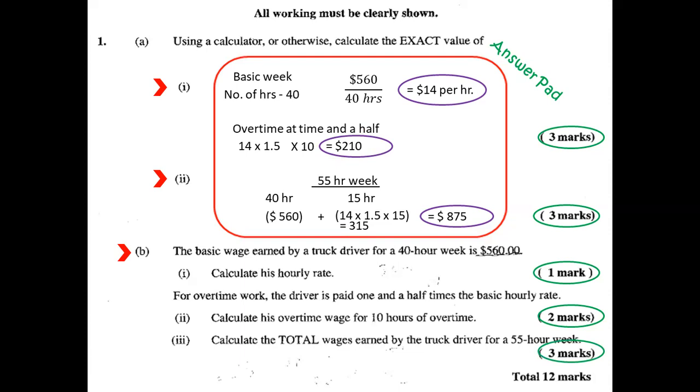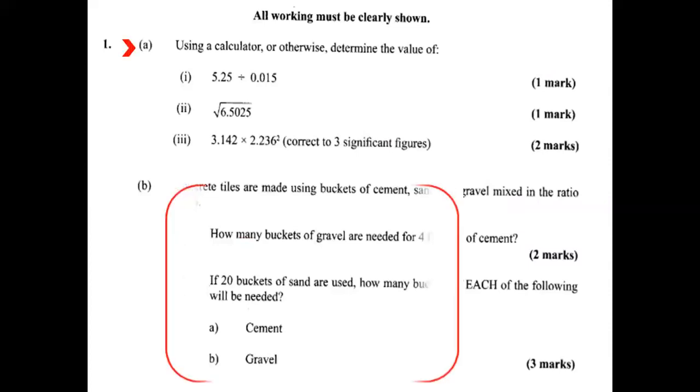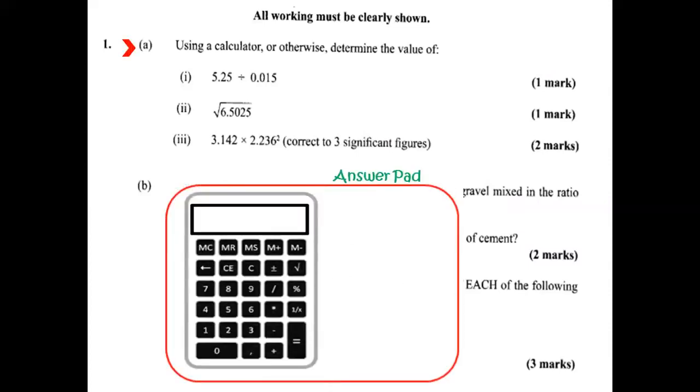And can you imagine, you would only have 9 more questions from here and you are through with CSEC Paper 2. All right, so let's move to the next question. This question now, you just pull up the calculator and you're good to go. So it's 5.25 divided by 0.015. On the calculator, that's 350 for 1 mark.